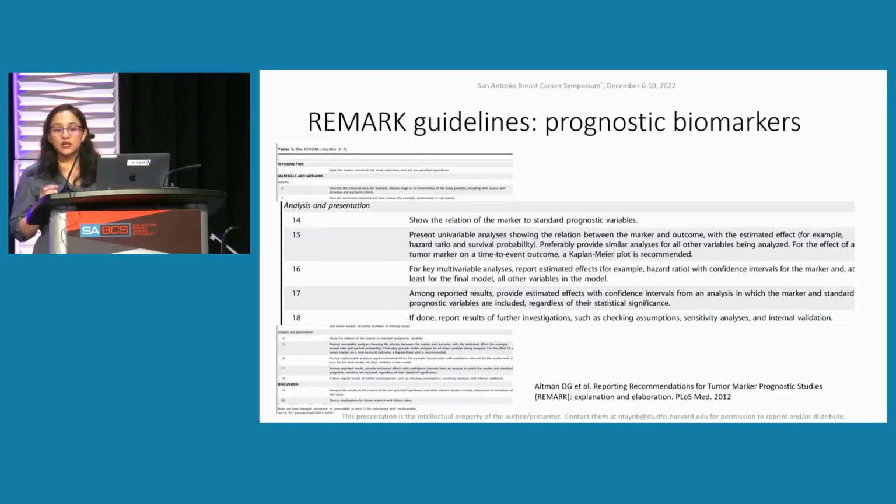The other part to keep in mind is that as much as possible, we want this to be pre-specified as we're designing our study. So, let's say these are retrospective studies. As we're doing our analysis plan, we want to pre-specify as much of this as possible. And when we're reporting it, we want to be clear of which was pre-specified and which was done after looking at the data.